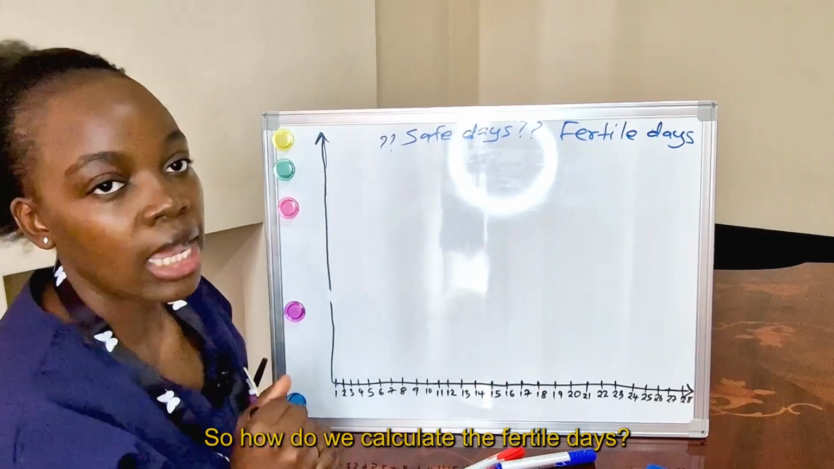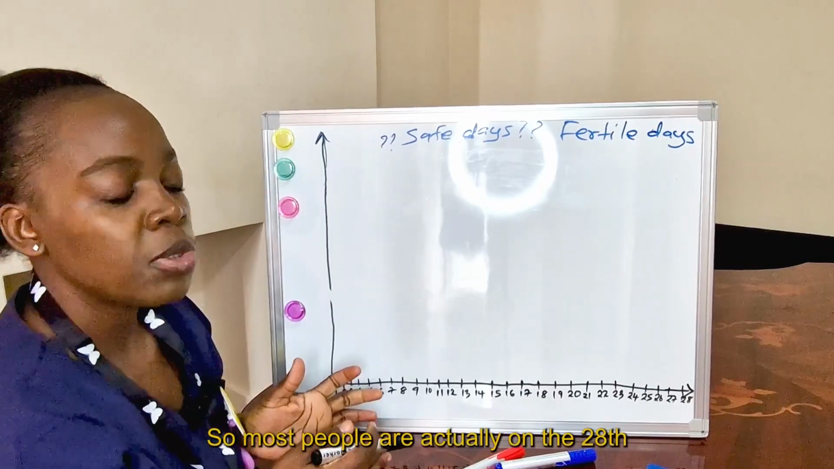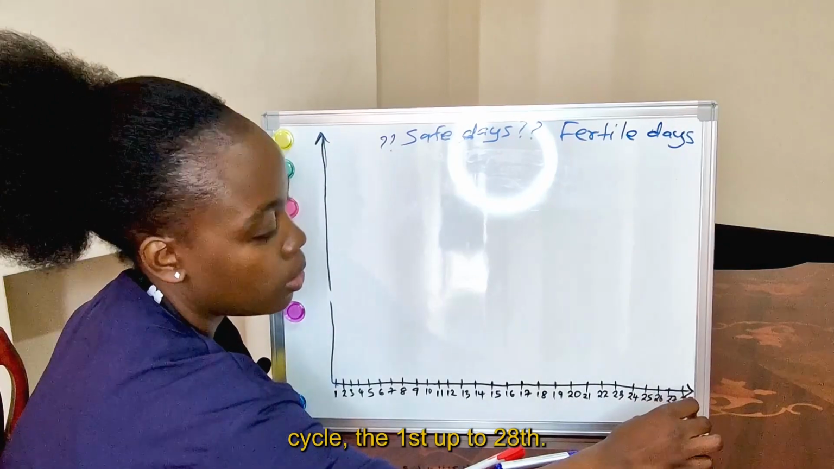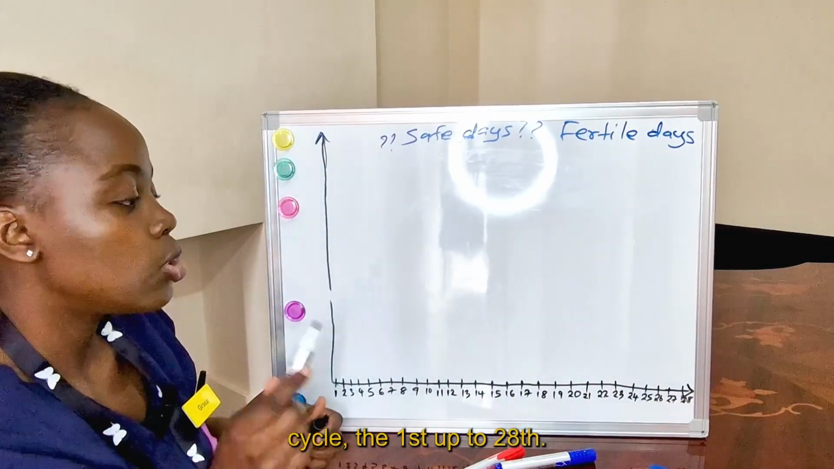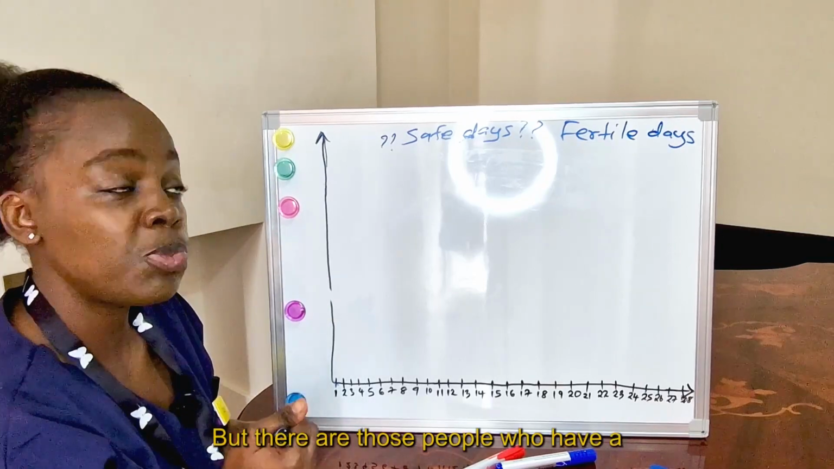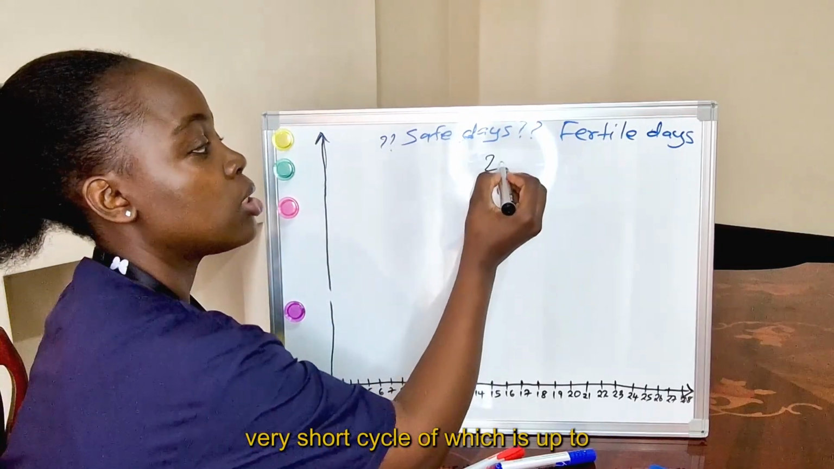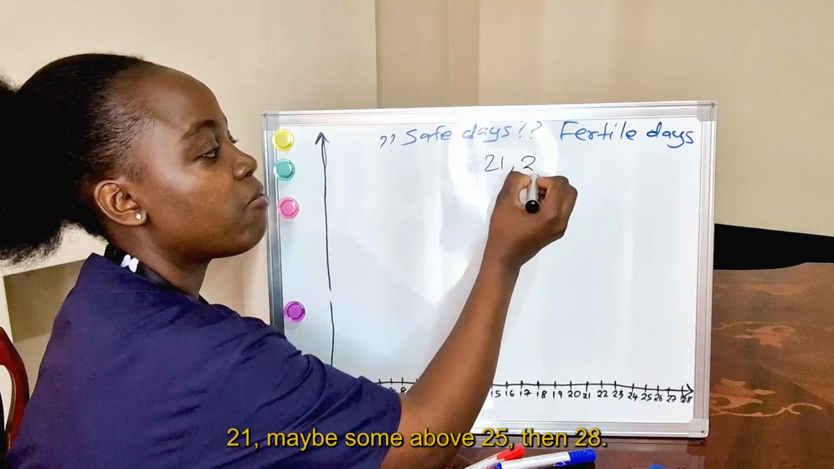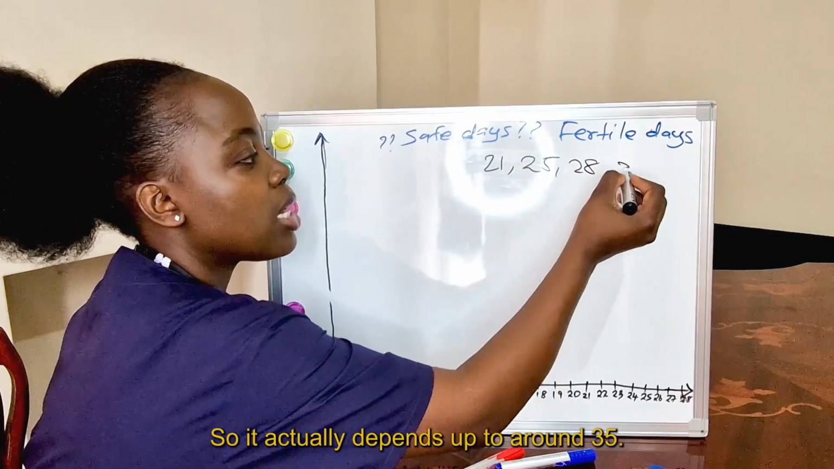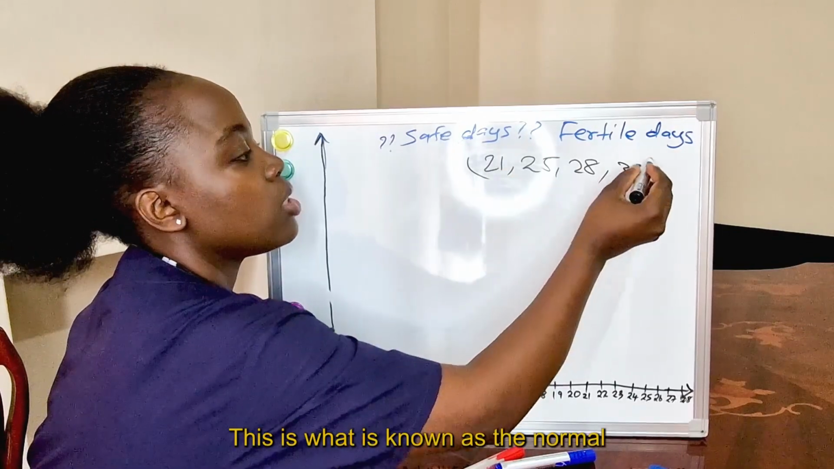So how do we calculate the fertile days? Most people are on a 28-day cycle, from the 1st up to 28. But there are those people who have a very short cycle of up to 21. Maybe some have 25, then 28. So it actually depends, up to around 35. This is what is known as the normal cycle.